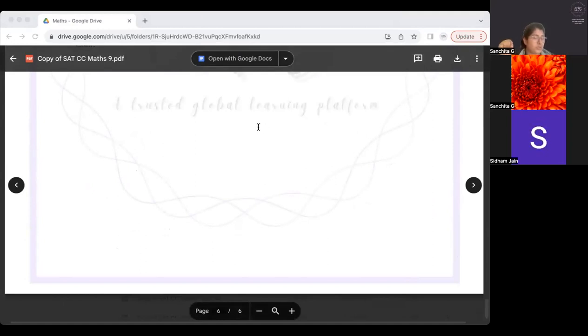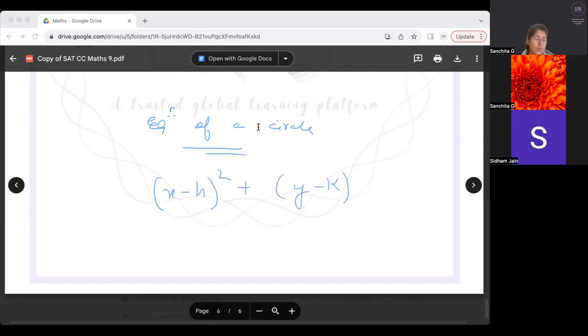So ma'am, equation of a circle is basically we have already taken up in the quadratics, right? This question is ranked as a medium or even a hard question, right? But if you're aware of the formula, it becomes super easy for you to solve. What is it? X minus h whole square plus y minus k whole square is equal to r square, where h and k are nothing but center of a circle. Center of a circle.